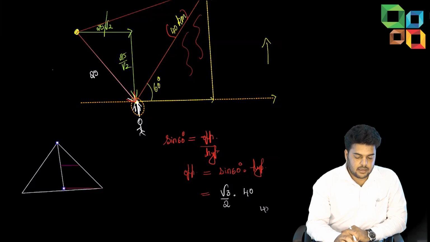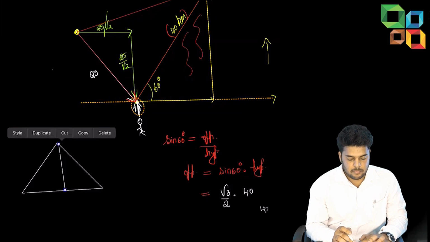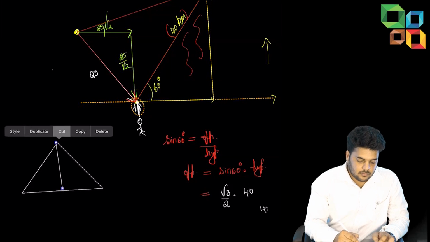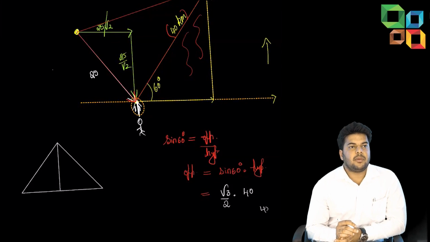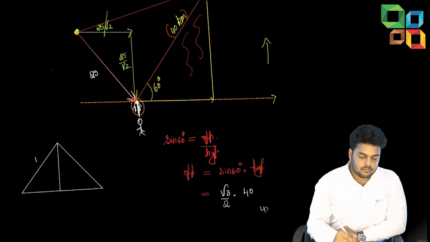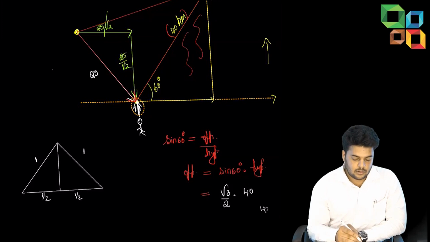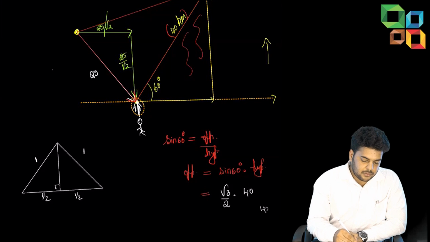Let me do it another way. I'm taking an equilateral triangle of side 1. So this will be 1 by 2 and this will be 1 by 2. What would be the height of this equilateral triangle then? That you would find by applying the Pythagorean theorem, isn't it? So root 3 by 2.